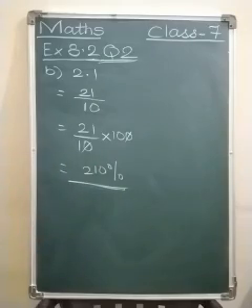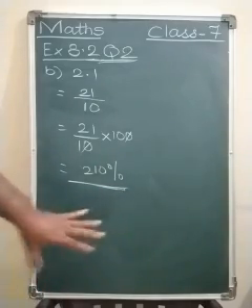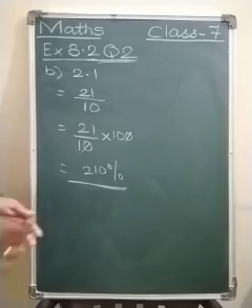Done. Simple. C and D sum both are easy. So you can calculate the percentage for C and D sum. Take it for the homework.